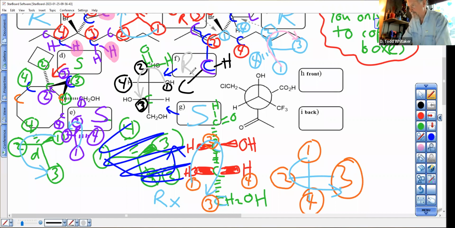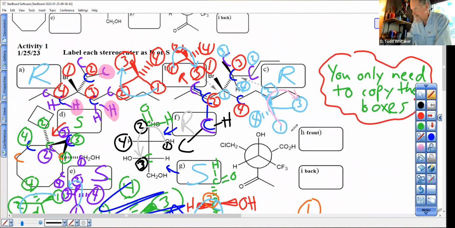Okay. Good stuff. And moving on. Once again, you're only copying the boxes. It's hard to find the boxes now. He wrote so much stuff. This is the hardest R and S.